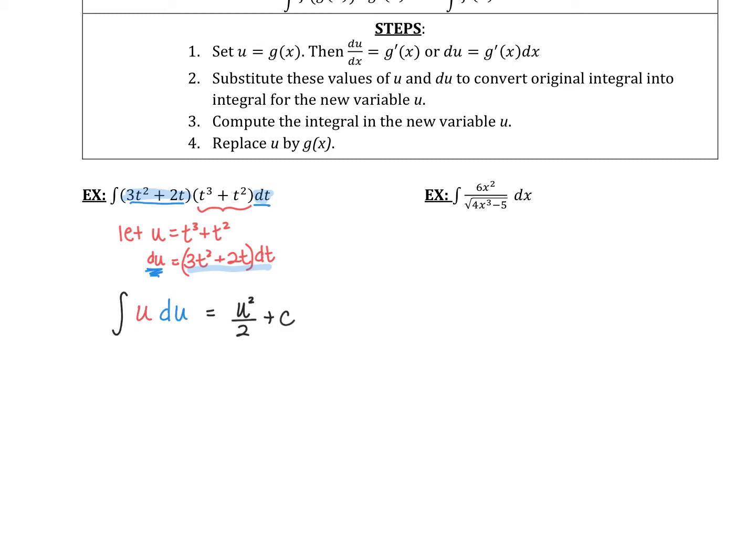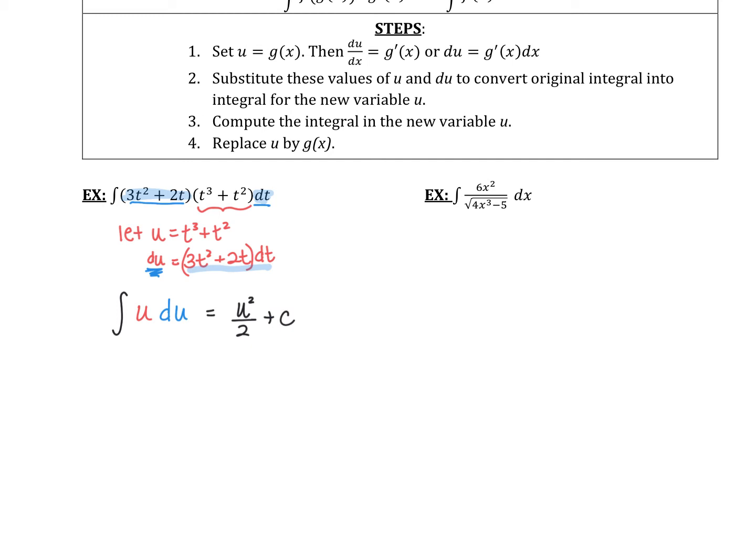So I've just gone through the steps, so let's review the steps. Set u equal to g of x. We did that. This was my function that I chose, a more complicated function. I took the derivative with respect to t, or whatever variable's in there. In my case, it's t. This example was x. I'm going to substitute all of those values, u and du, to convert the original integral into an integral with just the variable u. Then I computed the integral within the new variable u.